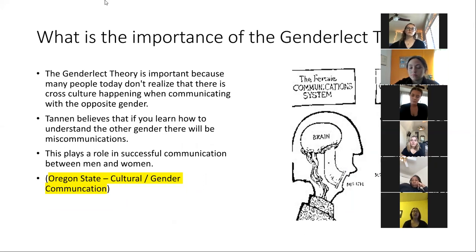Deborah Tannen believes that if you learn how to understand the other gender, there will not be as many miscommunications. Understanding that there is a cross-culture happening plays a major role in the development of successful communication. Next slide.